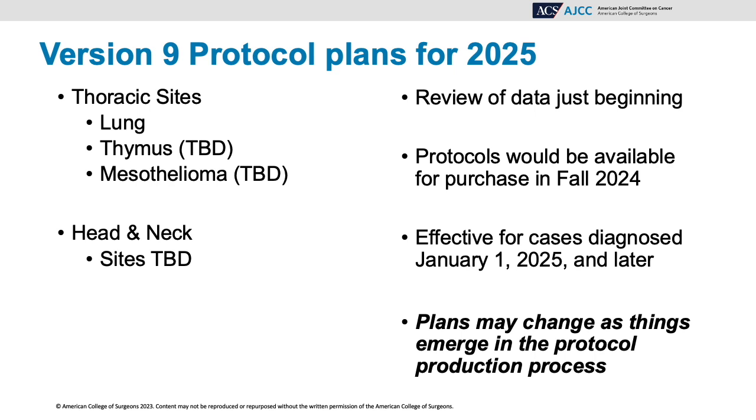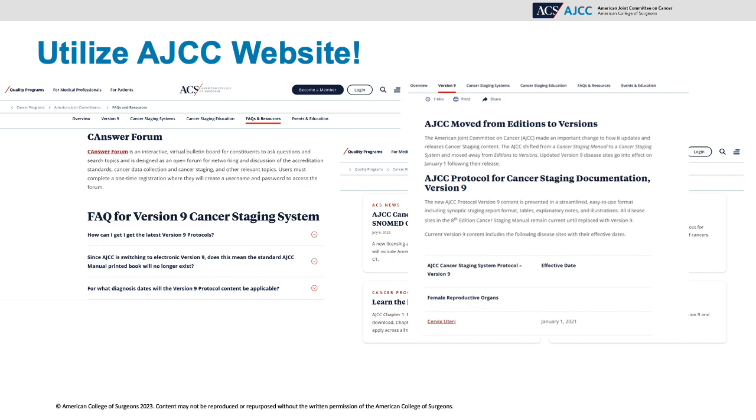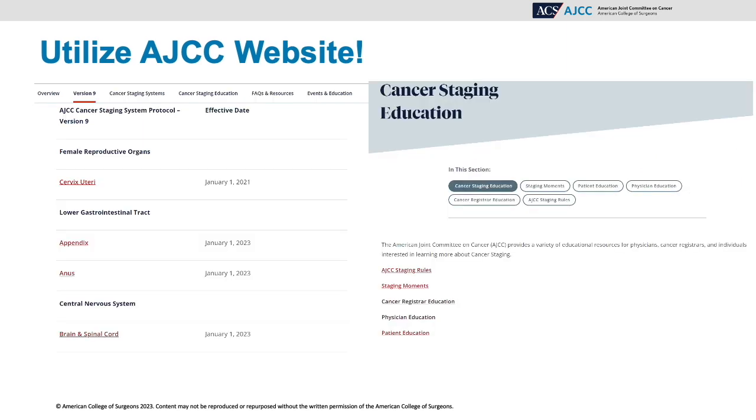This is a very involved process, but we'll keep you informed. Please use the website. It's got a lot of very valuable information, and it's a way to stay current and determine what the most current staging system is for the disease you're interested in.